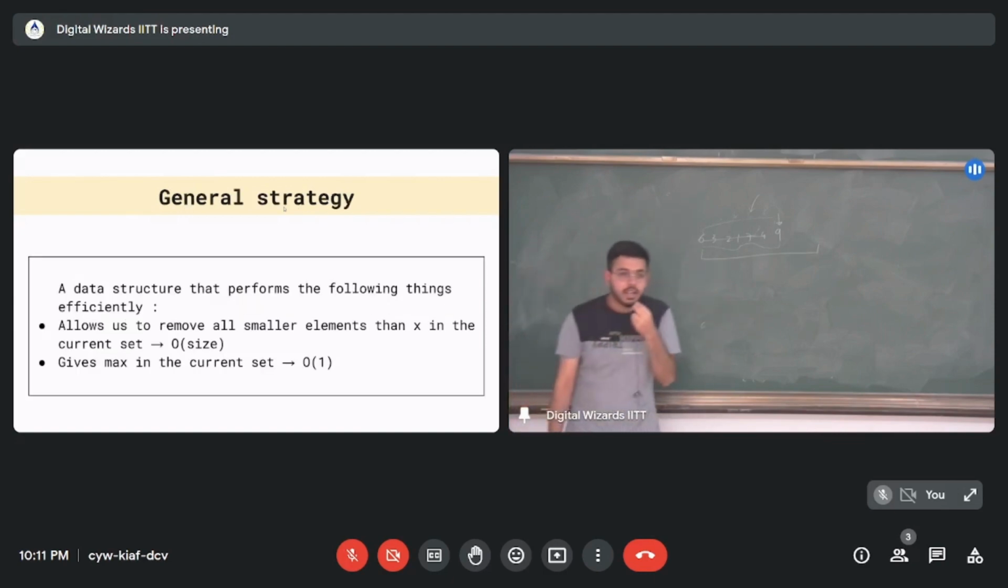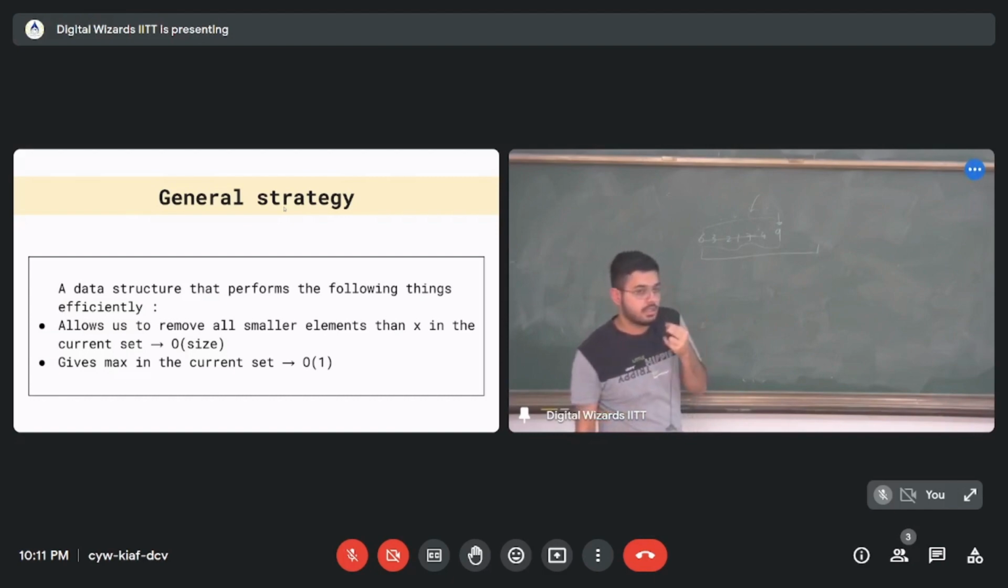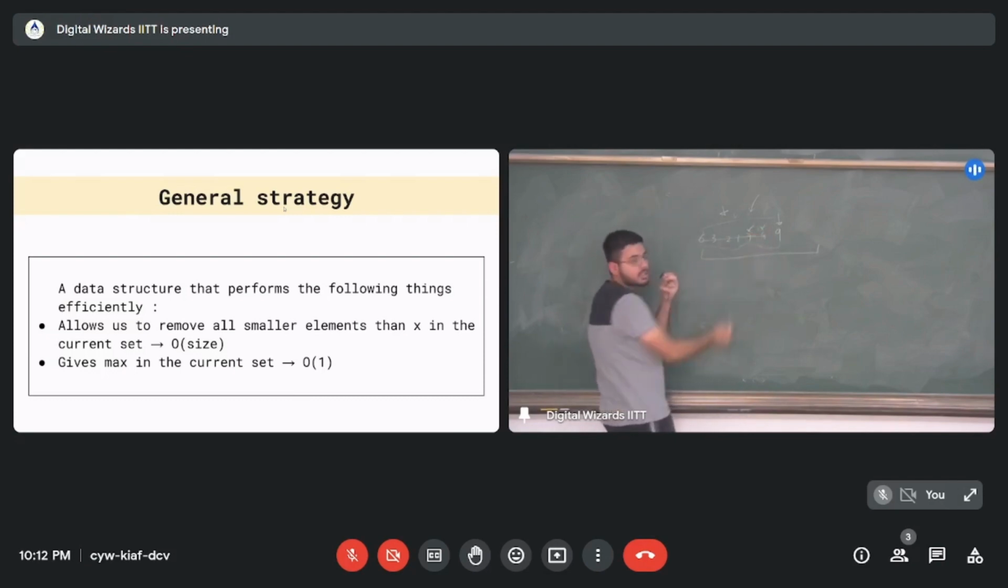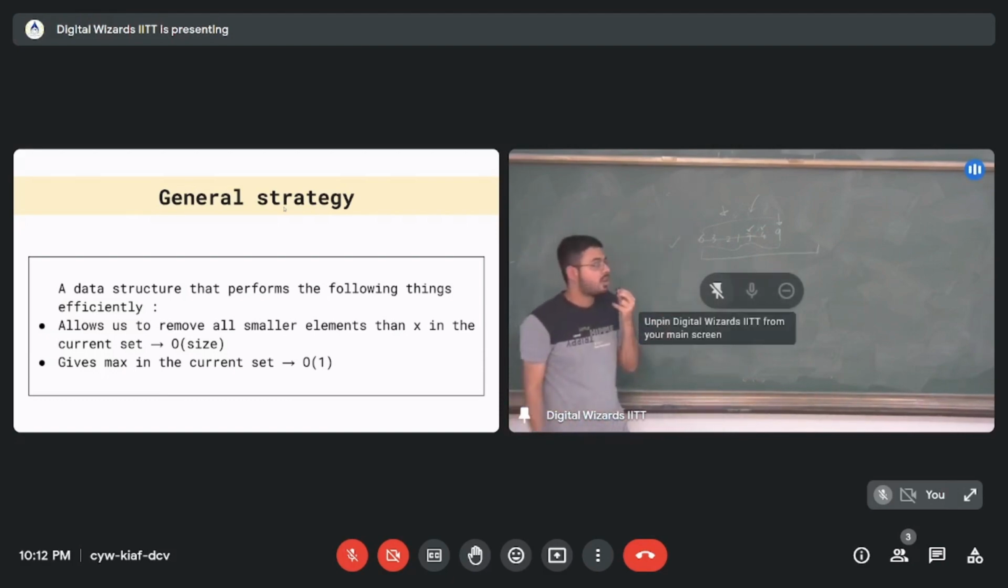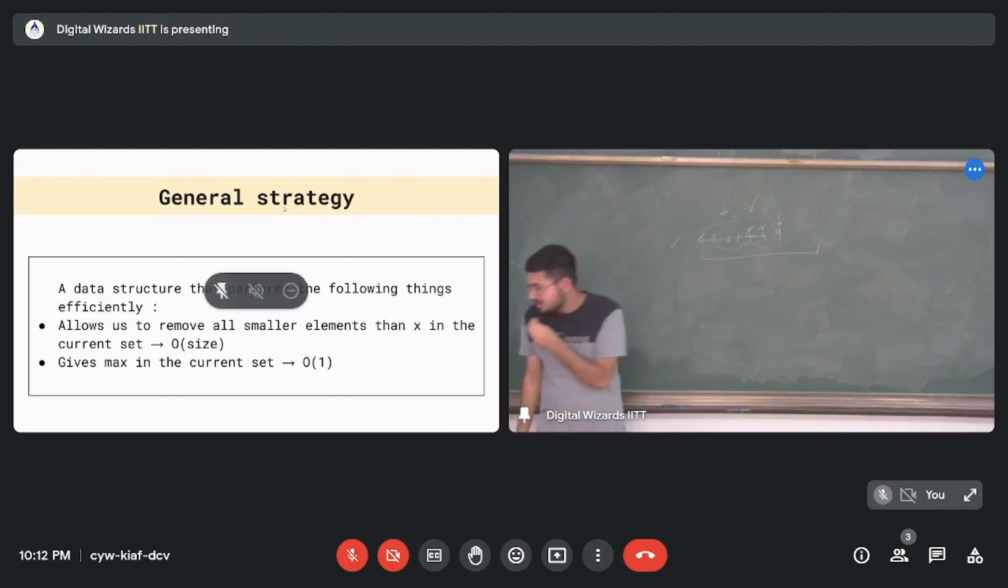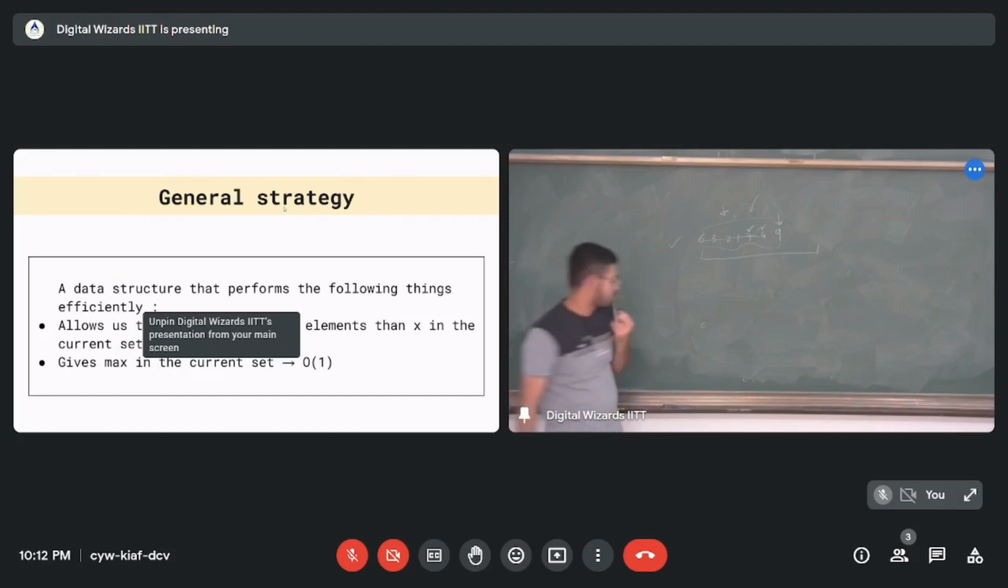And now that's the general strategy. We need to build a data structure that allows us to remove all the elements smaller than X in the current set in O of size. So this is my current set. Obviously, I can remove all of them using a single loop, so O of size, that first thing is very simple. Second is the max in the current set. How can we achieve that? Again, that augmentation thing I just told. A monotonic deque solves this. I'm just going to give you a brief idea of what this is.